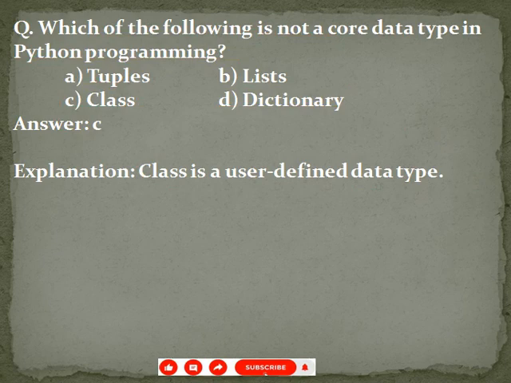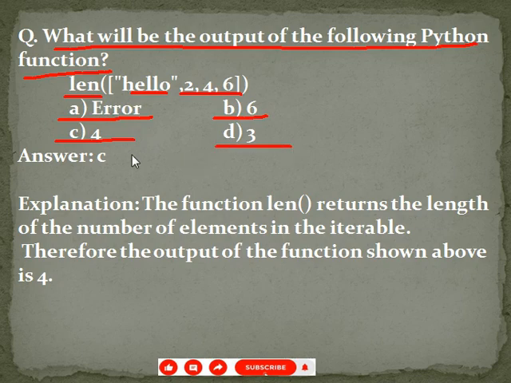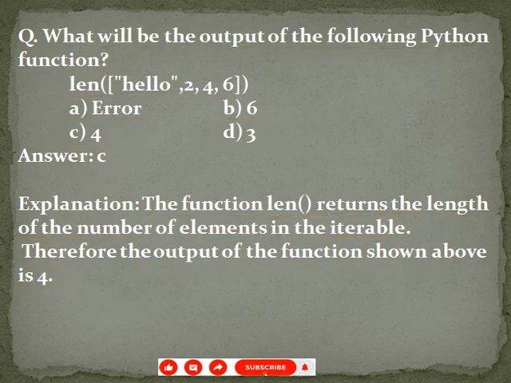Next question. What will be the output of the following Python function? len("hello", 2, 4, 6). Here given options are option A error, option B 6, option C 4, option D 3. So our correct answer is option C, 4. The explanation: the function len returns the number of elements in the iterable. So the output of the function shown above is 4.